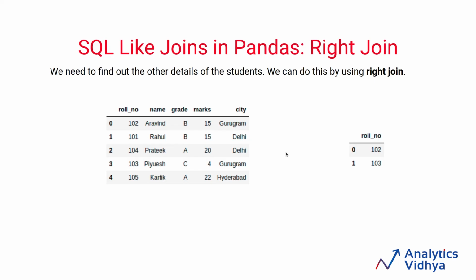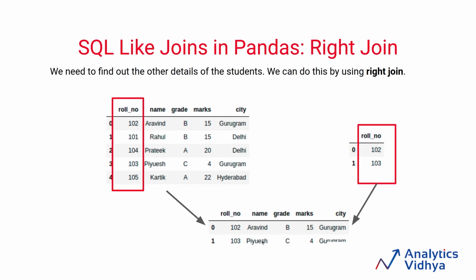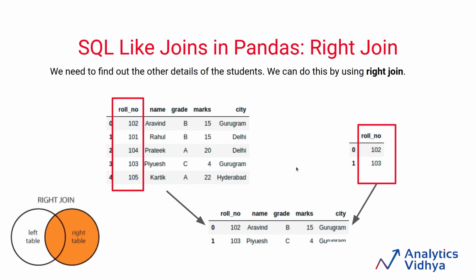So just like left join, in the right join, the focus is only on the right data frame. When you combine these two data frames using the roll number as a column, you only include those rows for which there is a corresponding roll number in the right data frame. In this case, there are only two rows. One is for Arvind and the other is for Piyush. This is essentially the concept of a SQL right join.